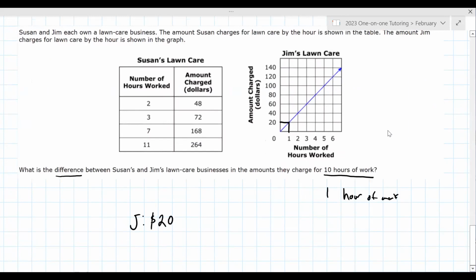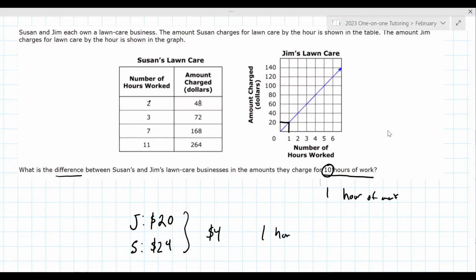Okay. Susan's a little bit harder, because it tells you for 2 hours, it's 48. So if you divide by 2, you might say, well, it's probably 24. You'd want to check that. You'd want to say, well, it's 3 times 24, 72. Yeah, it is. Is 7 times 24, 168. Yeah, that's actually the number of hours in a week. So we're good there. So the difference is $4 for 1 hour, but we don't want that. We want it for 10 hours, which means you have to multiply this 4 by 10 to get your answer. Okay. I like that. That's easy.